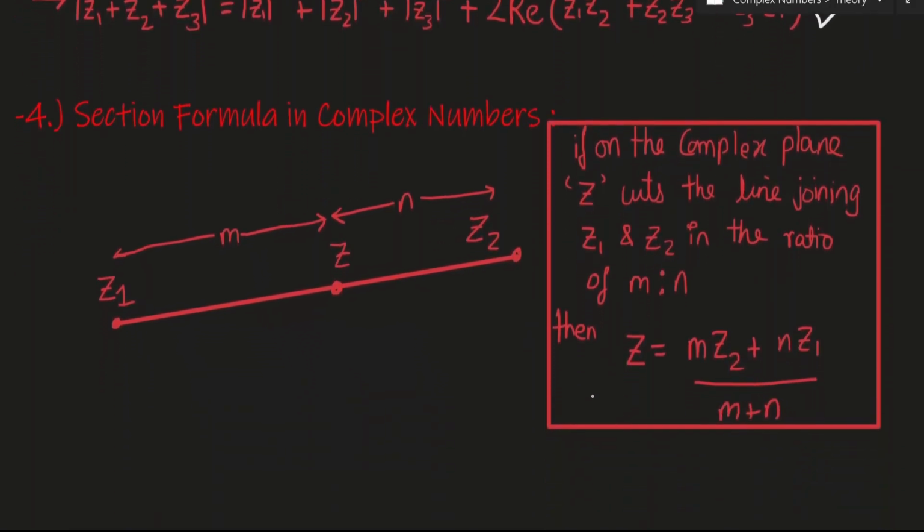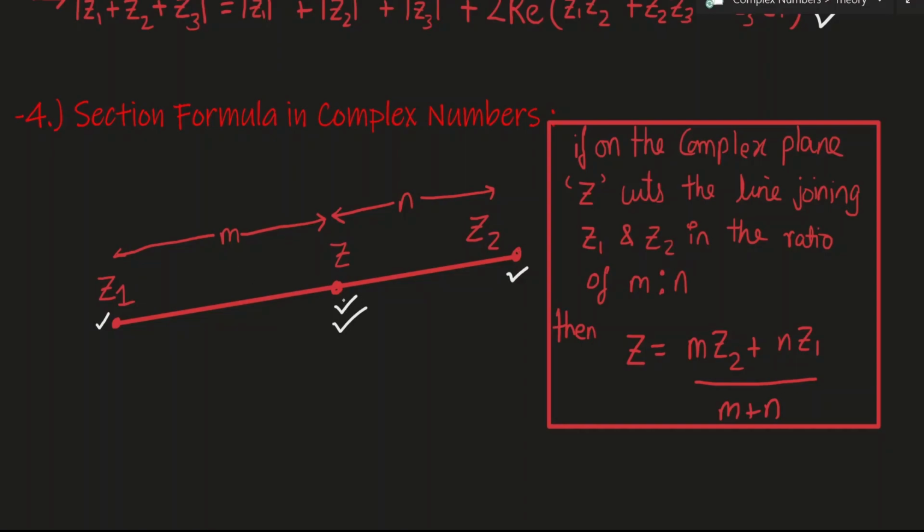The fourth formula that you need to keep in mind is the section formula in complex numbers. Now suppose there are two complex numbers in the Argand plane that are defined by z1 and z2. Suppose on the line joining these points, there is a point z. Now this z is dividing z1 and z2 in a ratio of m is to n.